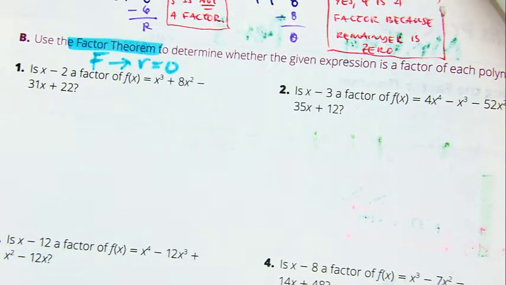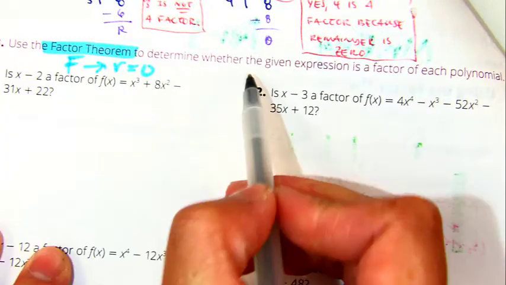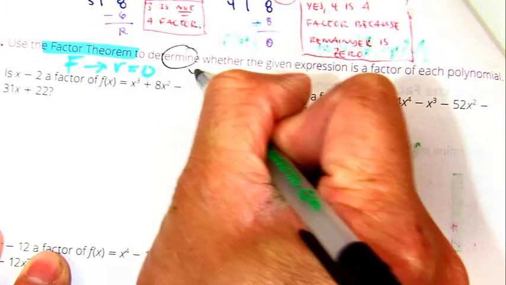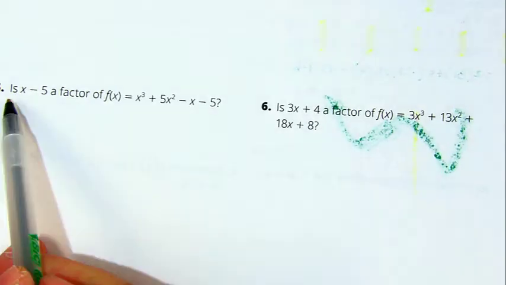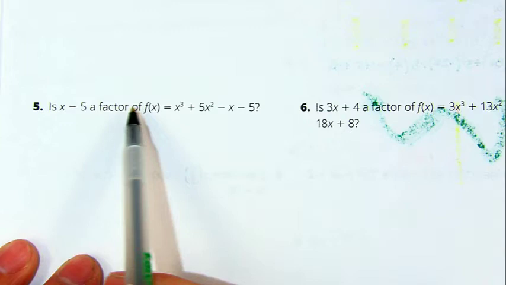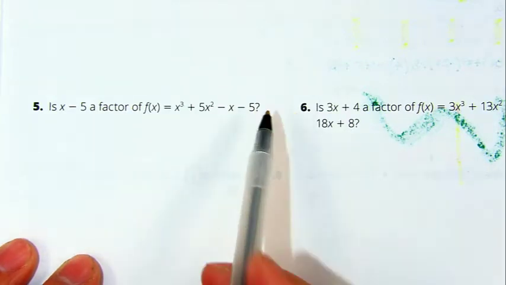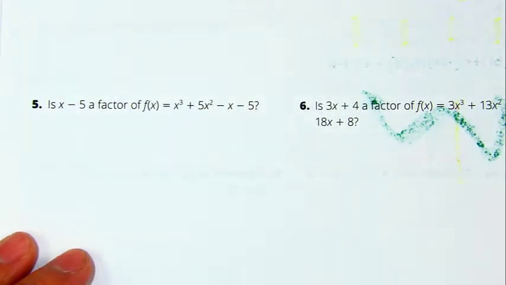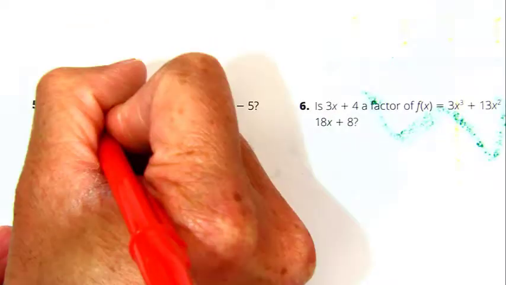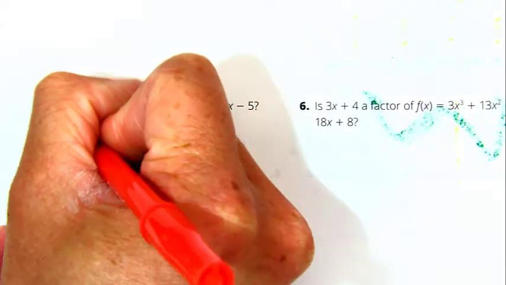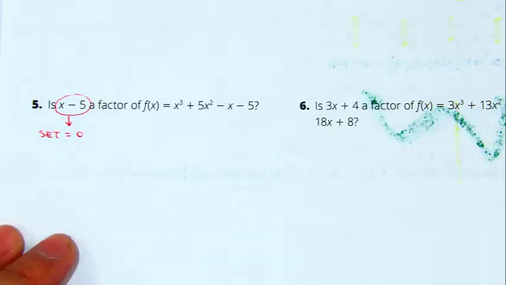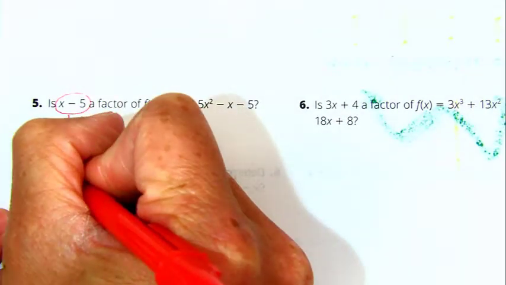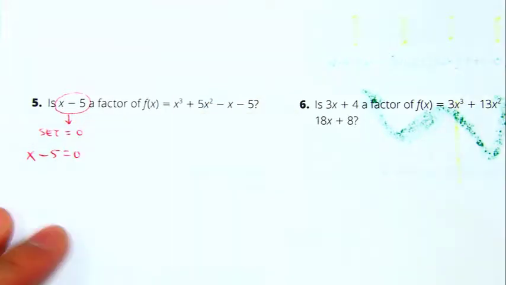the factor theorem to determine whether the given expression, so determine yes or no, whether the expression is a factor of each polynomial. So in question number 5, it says, is x minus 5 a factor of this polynomial? The first thing you're going to do is change this. You're going to set it equal to 0. Set equal to 0. Let's do that. X minus 5 equals 0.